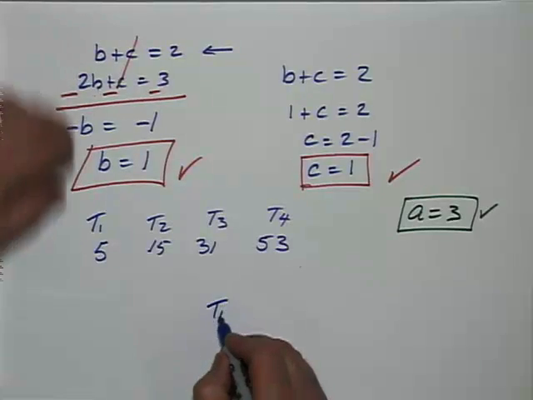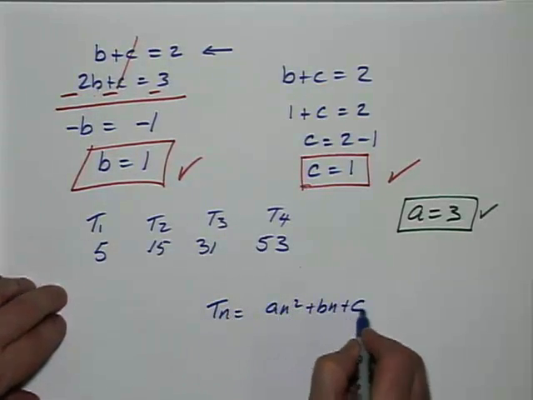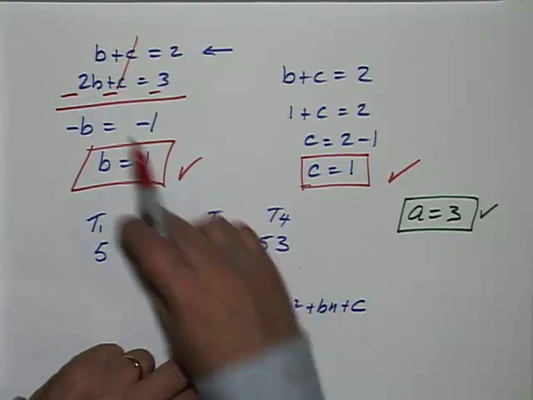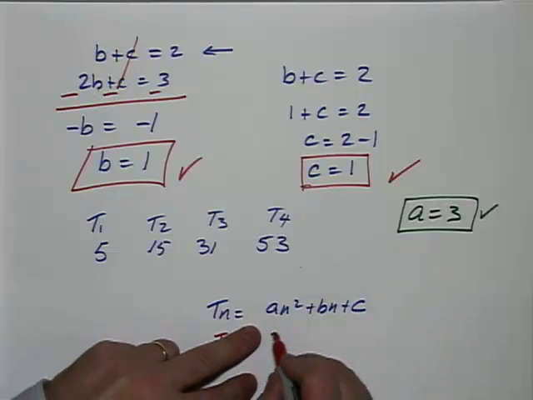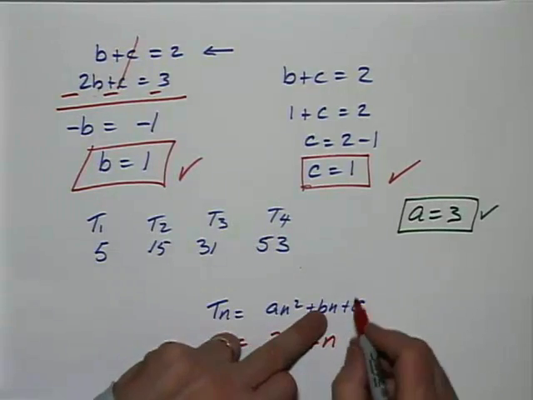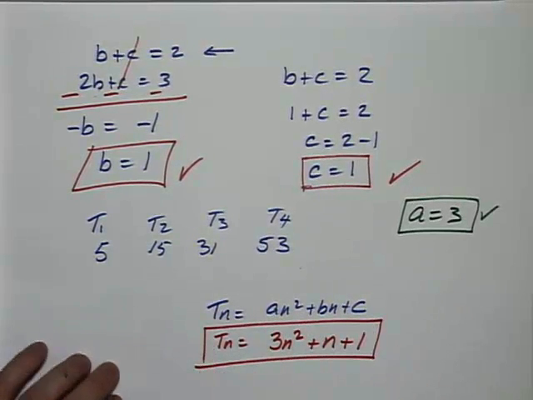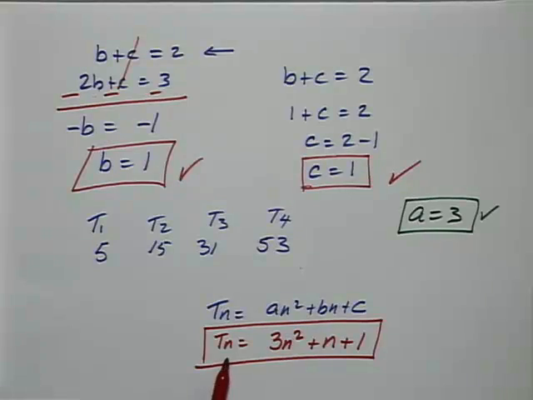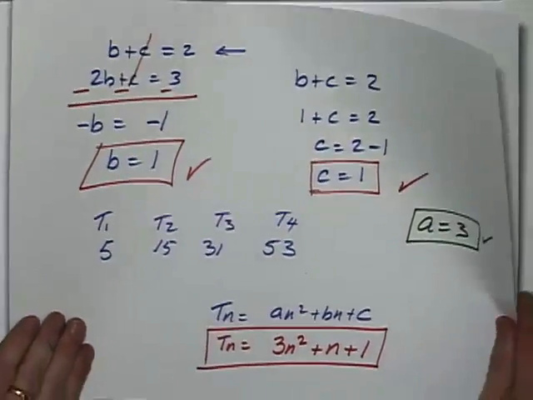Tn is equal to an squared plus bn plus c. But let's look at our tables. Well, a is 3. So tn is therefore 3n squared plus b times n plus c. That's 1 as well. So that looks like our proposed formula for Tn. Well, let's see, does that make sense?